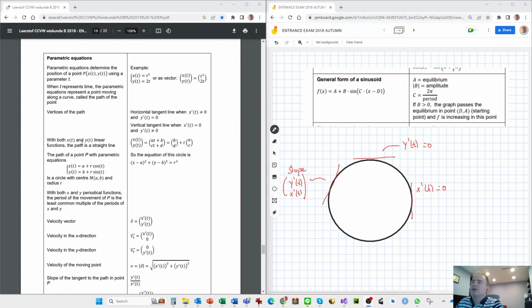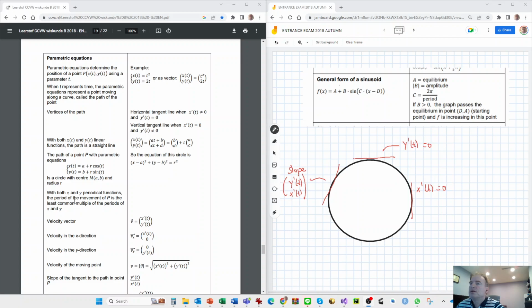If both x and y are linear in t, then this describes a straight line. You can actually write it in this way, which looks exactly like the vector representation of the line we saw before. If the path looks like this, then this describes a circle with center (a, b) and radius r, and you can easily check that it satisfies this equation here.